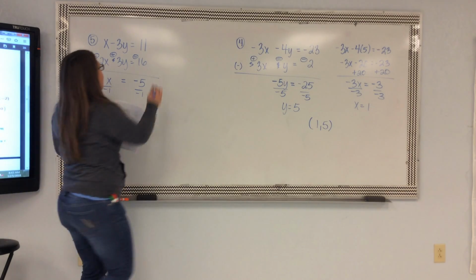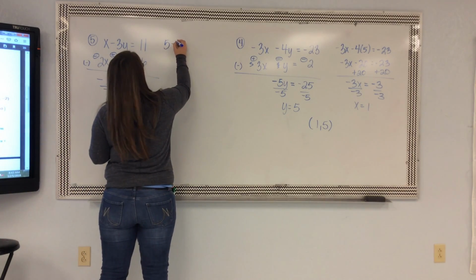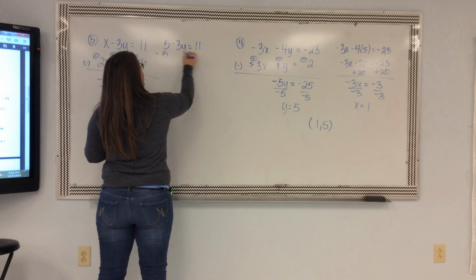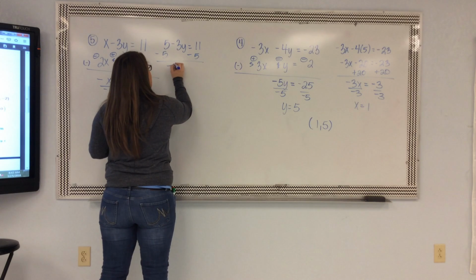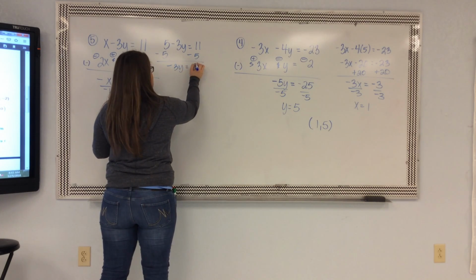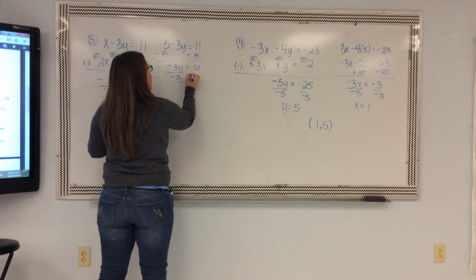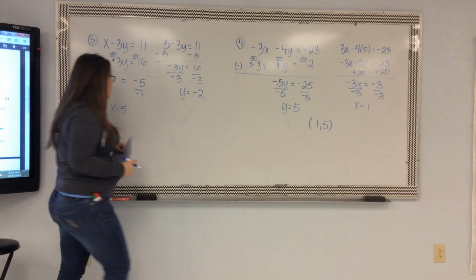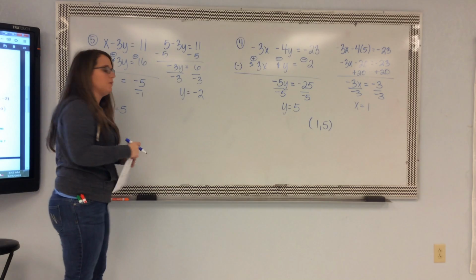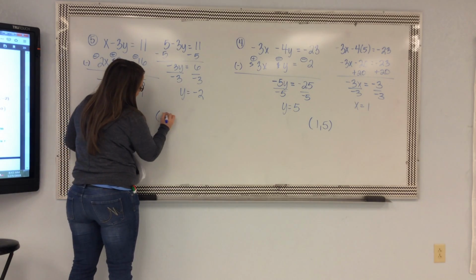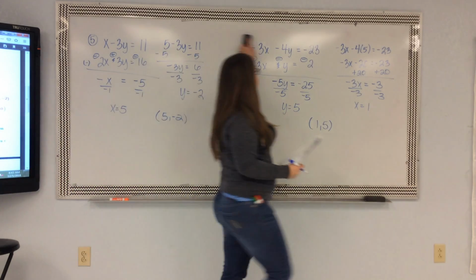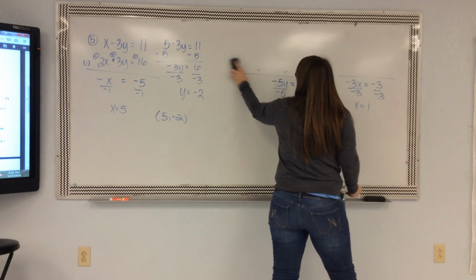When I go back in and plug that in, I get 5 minus 3y equals 11. Subtract a 5 from both sides and get negative 3y is equal to 6. Divide both sides by negative 3, and y is equal to negative 2. So when I combine my 5 and my negative 2 to make an ordered pair, I have the pair 5, negative 2.